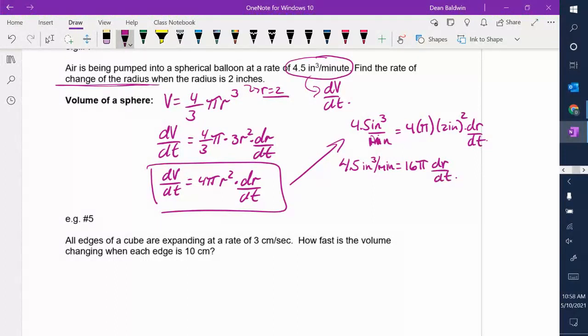then just divide off the 16 pi. And it's 16 pi in square inches, which I didn't write. And the units work out as well because cubic inches over square inches leaves you with just inches. And the answer is 0.09 inches per minute.